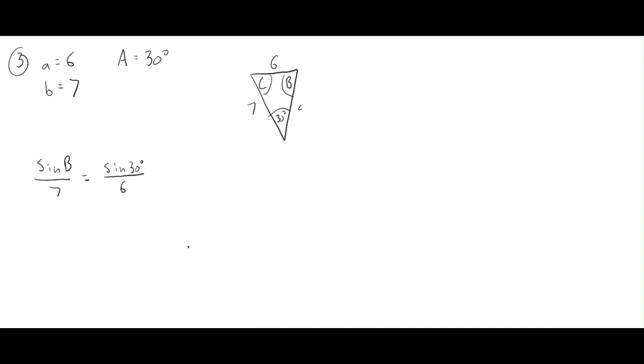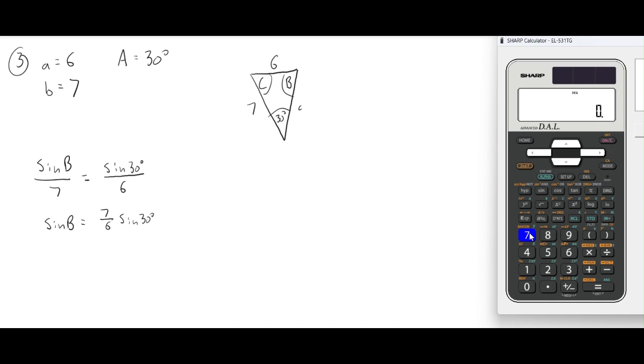Okay, so now this means sine B will be 7 divided by 6 times sine 30 degrees. And let's see what B can be. We have 7 divided by 6 times sine 30. And we get 0.583 repeating.